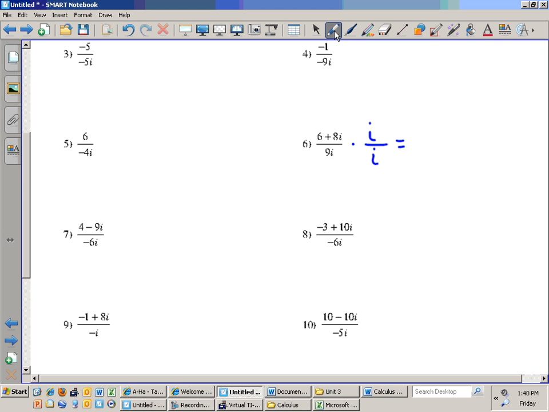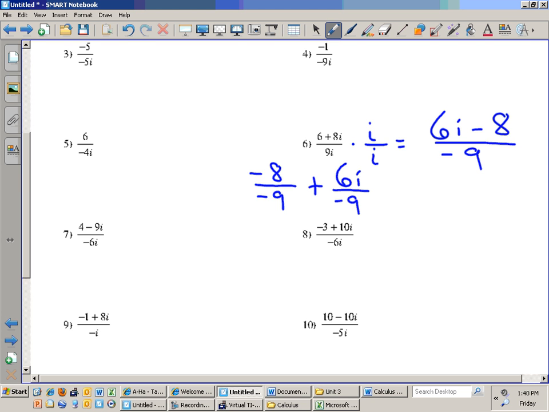What do you get in the top right now? 6i minus 8. Very good. What do you get in the bottom? A -9. Now, you don't leave it in that form. It needs to be a plus bi. You need a real part and imaginary part. So I will take my real part, which is -8 over -9, plus my imaginary part, which is 6i over -9.